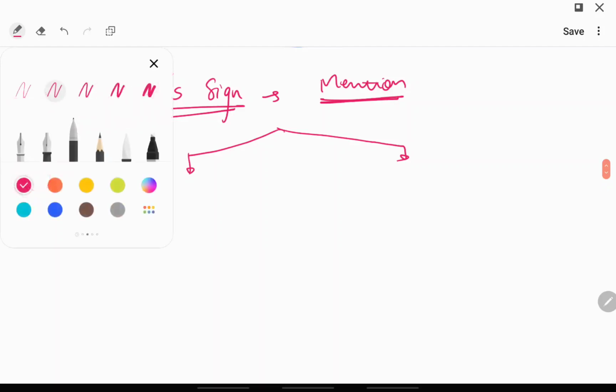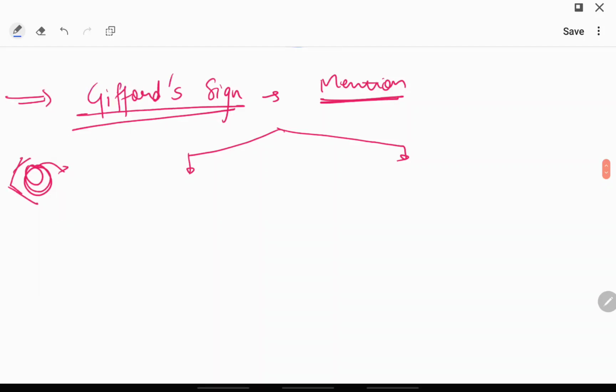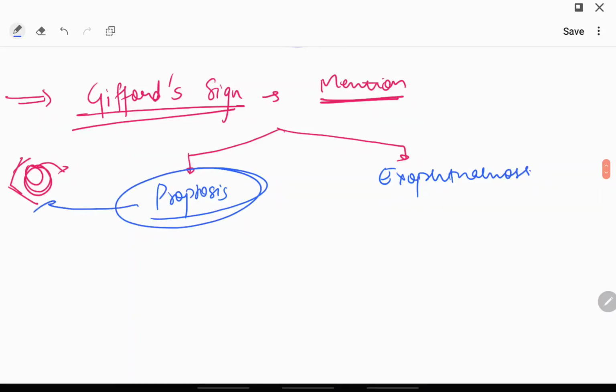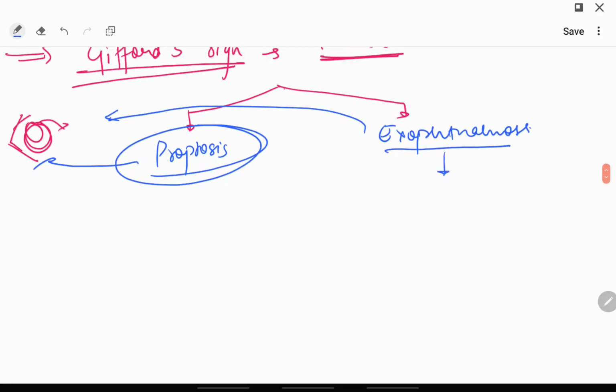The two terms are used commonly. The two most famous terms are proptosis and exophthalmos. So proptosis is this condition and exophthalmos is this condition also. But what's the major difference? The major difference is that exophthalmos is used only with respect to thyroid eye disease.